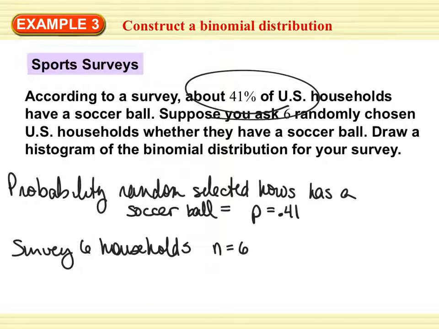All right, according to a survey, about 41% of U.S. households have a soccer ball. Suppose you ask 6 randomly chosen U.S. households whether they have a soccer ball. Draw a histogram of the binomial distribution for your survey.